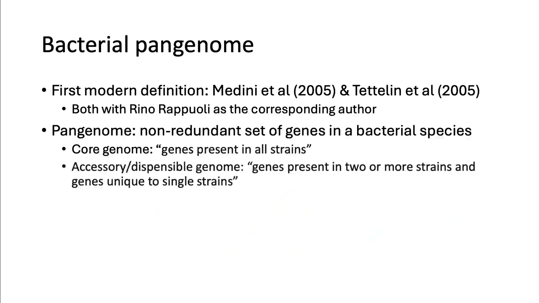In 2005, 2 papers, both coming from the same group, defined the pangenome. This is fairly close to the pangenome we use today, and it is still used for bacteria species. In those 2 papers, the pangenome is split into 2 parts. The first part is called the core genome: genes present in essentially all the strains. The second part is called the accessory genome: genes present in 2 or more strains, or unique to single strains.